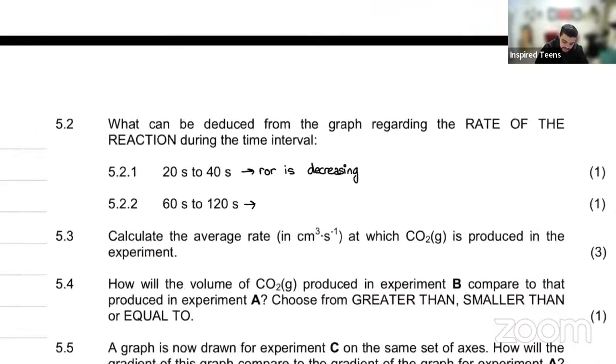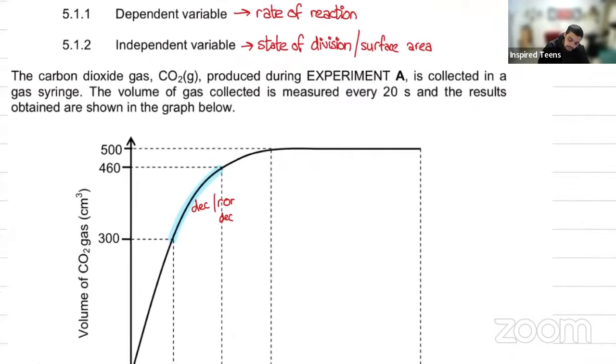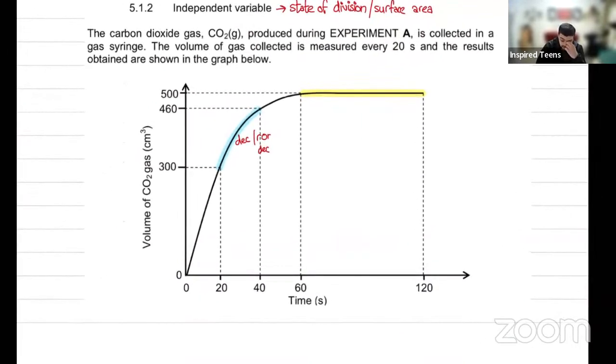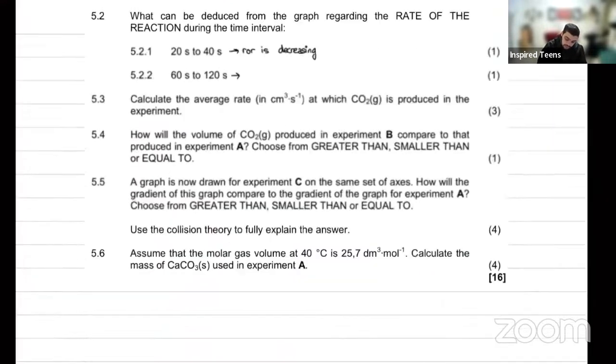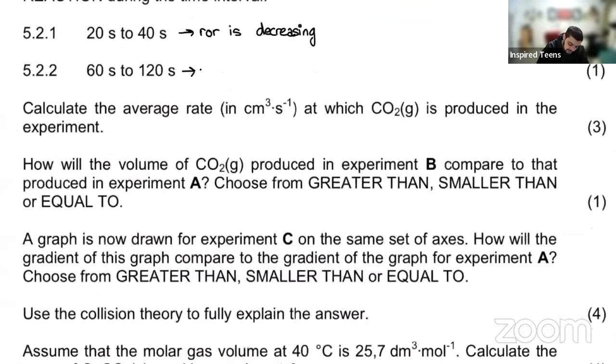Okay, what about from 60 to 120? They want to know what can be deduced from the graph about the rate of the reaction from time interval 60 to 120. Here we can see that, because it's a flattened graph, there's no change in volume versus change in time. So therefore, there is no rate of the reaction. The rate of the reaction is 0 at that point. That's because the carbon dioxide stopped forming, even though we kept measuring until 120 seconds. That's when the reaction completed, most likely. So the rate of the reaction is 0.